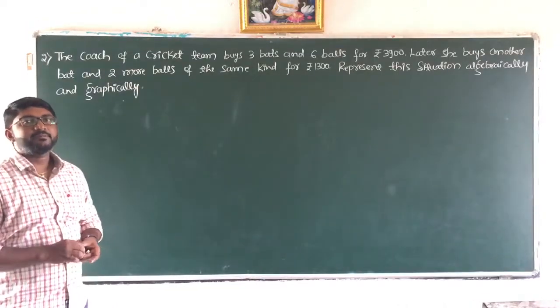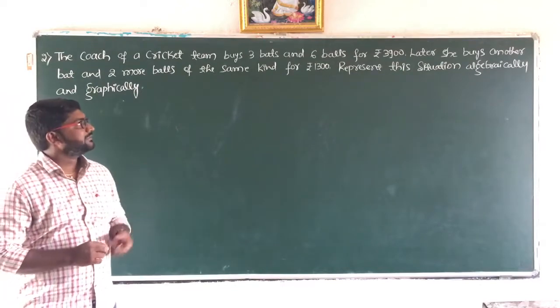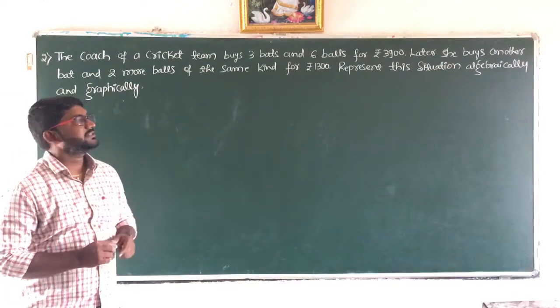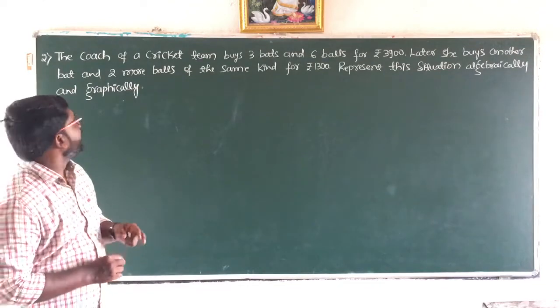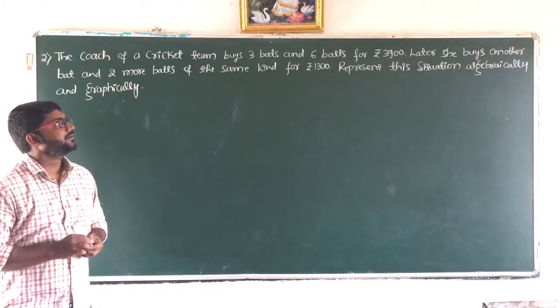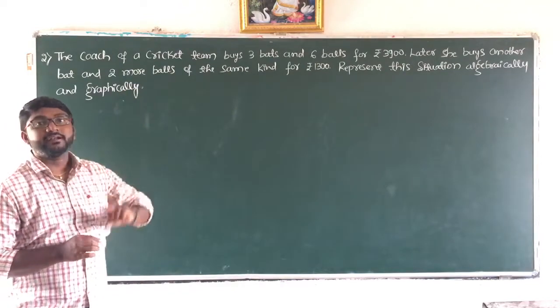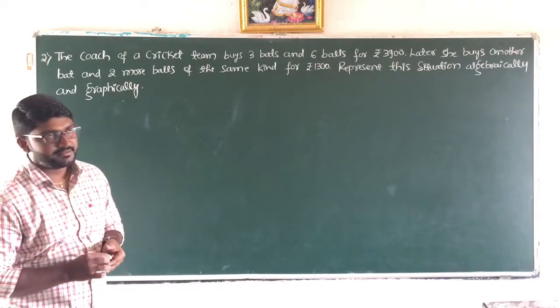Well, so the second problem it is, the coach of a cricket team buys 3 bats and 6 balls for 3,900 rupees. Then later she buys another bat and 2 more balls of the same kind for 1,300 rupees. Represent this situation algebraically and graphically.